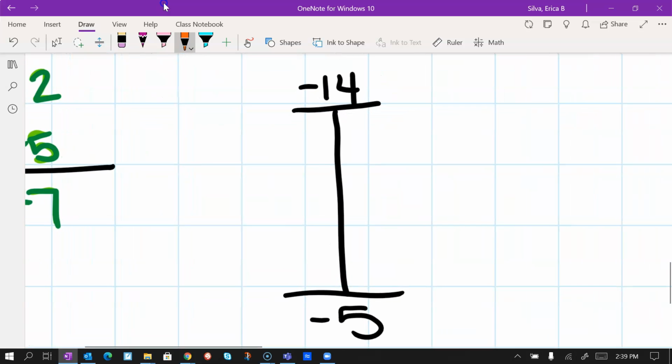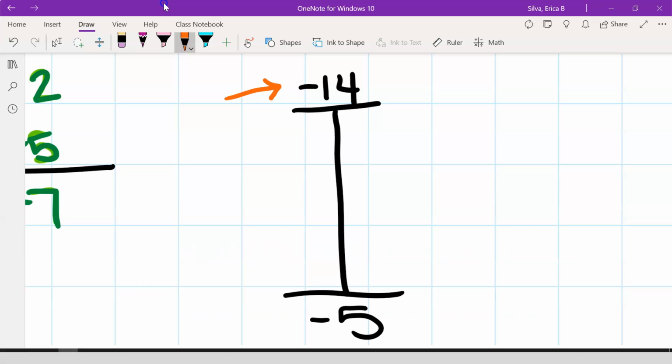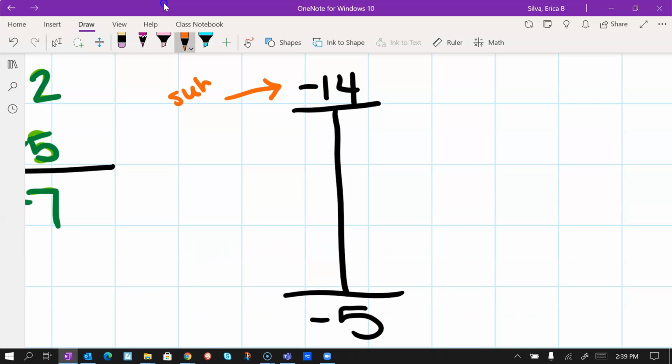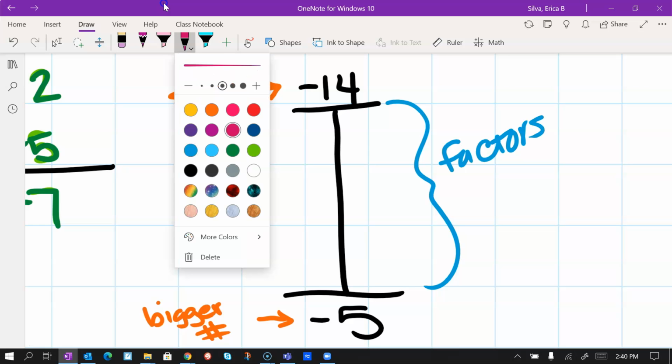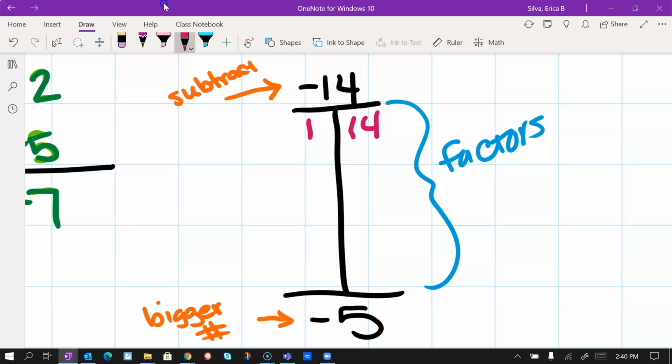So let's look closer at this. This sign is negative, which means we're going to subtract our factors. And then this sign is negative, which means my bigger number is going to have a negative. And in this area, we're going to have our factors. All right, so what are the factors of 14? 1 and 14. Now, if we subtract 1 and 14, do we get 5? No. So let's try some other factors. 2 and 7. When we subtract them, do we get 5? Yes. So then those are our winners.